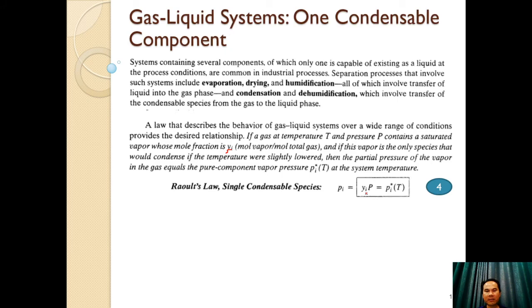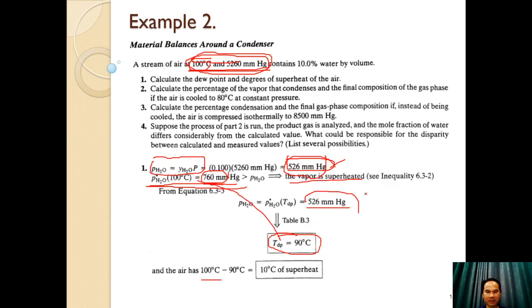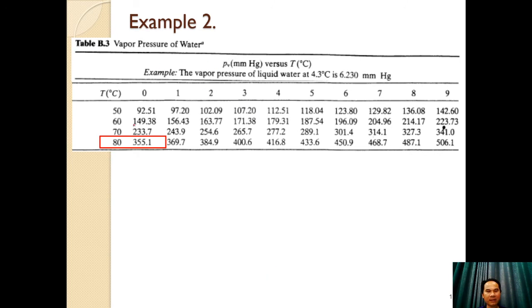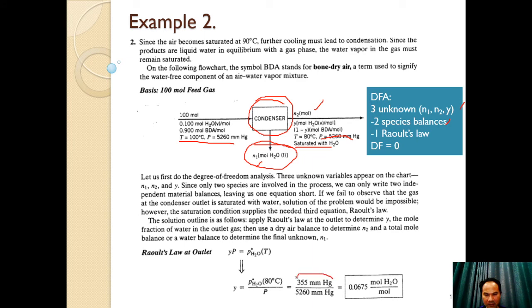From Raoult's law, the partial pressure equals y_i P equals the vapor pressure. We talk about the water, so y water at this point is the partial pressure at 80 degrees Celsius divided by P. What is the partial pressure at 80 degrees Celsius? You can open table B3. At 80 degrees Celsius, the pressure is 355.1. You get 355 divided by total pressure, giving the fraction of water in the output of the condenser.